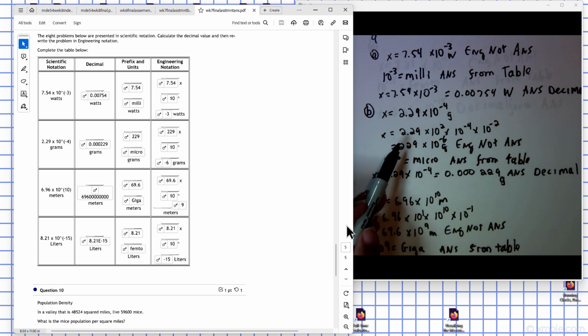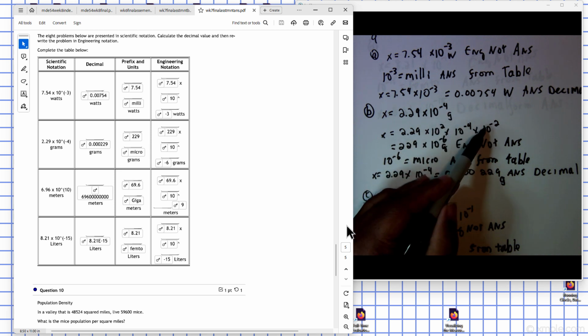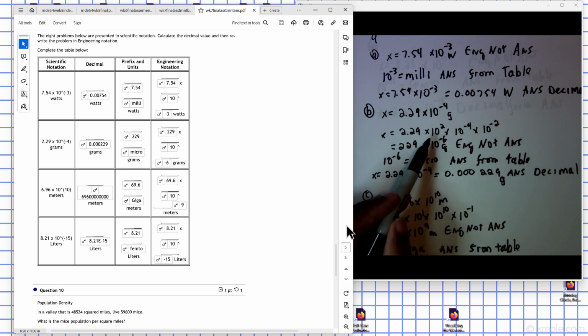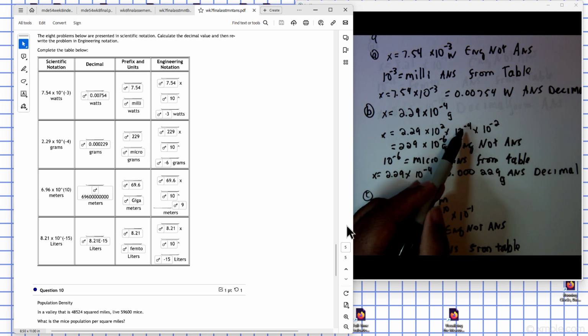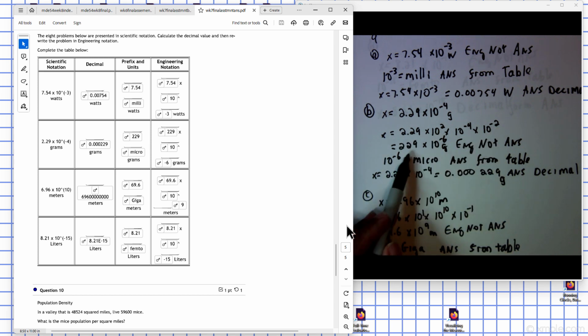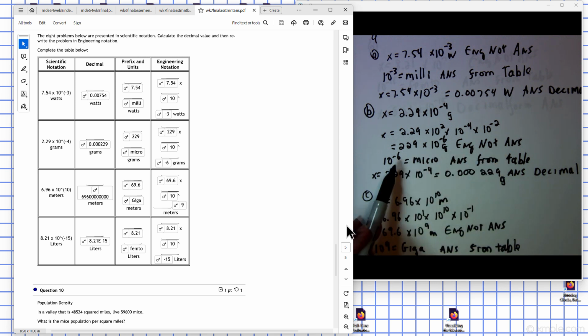For part B, engineering notation. So I have to rewrite the original. The original here is to the -4. So I take it down 2. So I have -4, -2 will be -6. So when I multiply this out, I have 2.29 times 10 squared, and then I have times 10 to the -4 times 10 to the -2. Gives me 2.29 times 10 squared is 229 times 10 to the -6. And that's my engineering notation. And that gives me 10 to the -6, which corresponds to micro in the conversion chart.